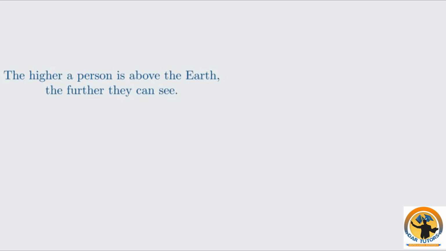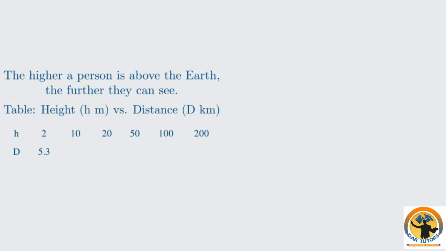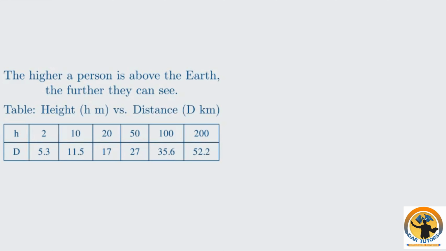The higher a person is above the Earth, the further they can see. We have a table showing the distance a person can see, d, in kilometers, from a certain height, h, in meters. Notice the data shows that as the height h increases, the distance d also increases, but not in a straight line. To visualize this, we can plot a scatter diagram.